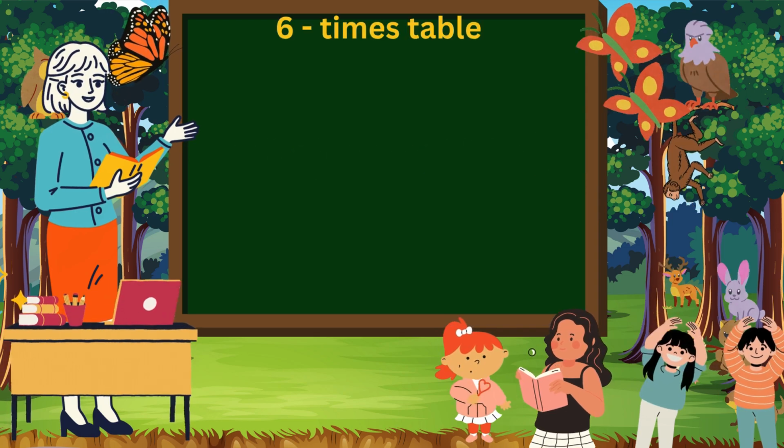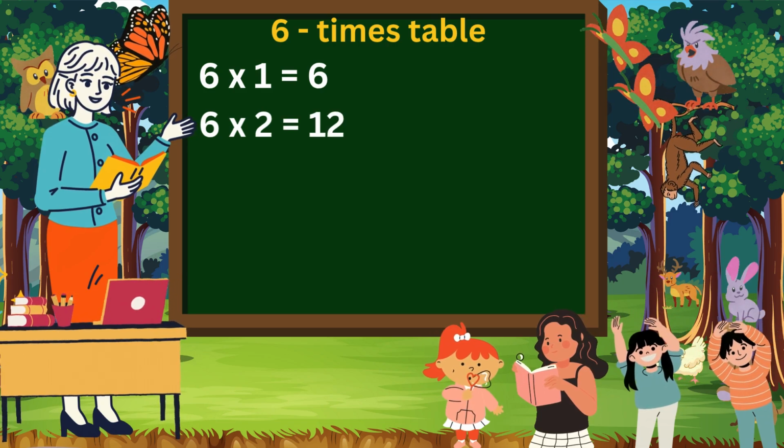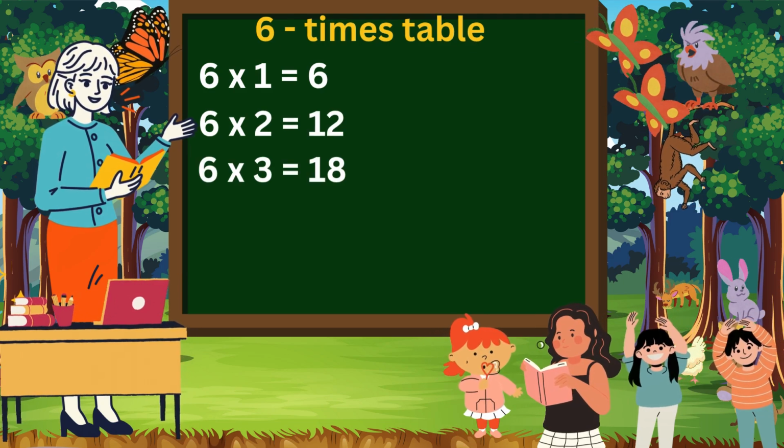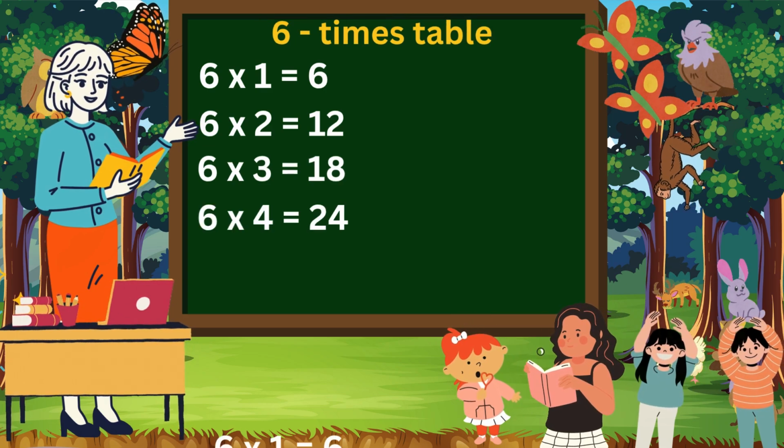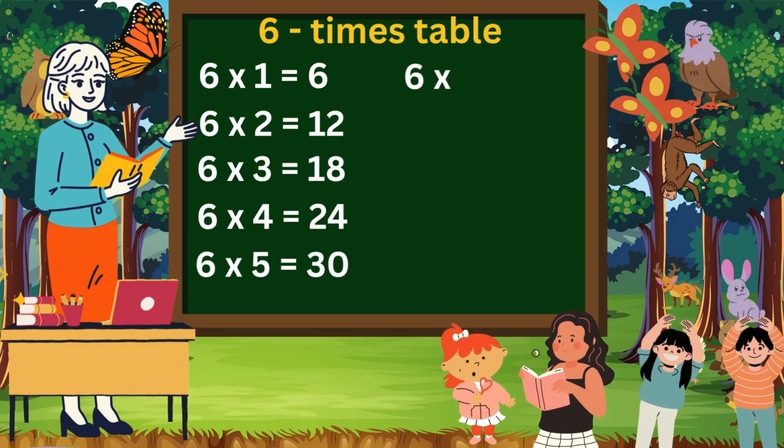6 times table. 6 ones are 6. Clap, clap. 6 twos are 12. Boom, boom. 6 threes are 18. Clap, clap. 6 fours are 24. Boom, boom. 6 fives are 30. Clap, clap. 6 sixes are 36.